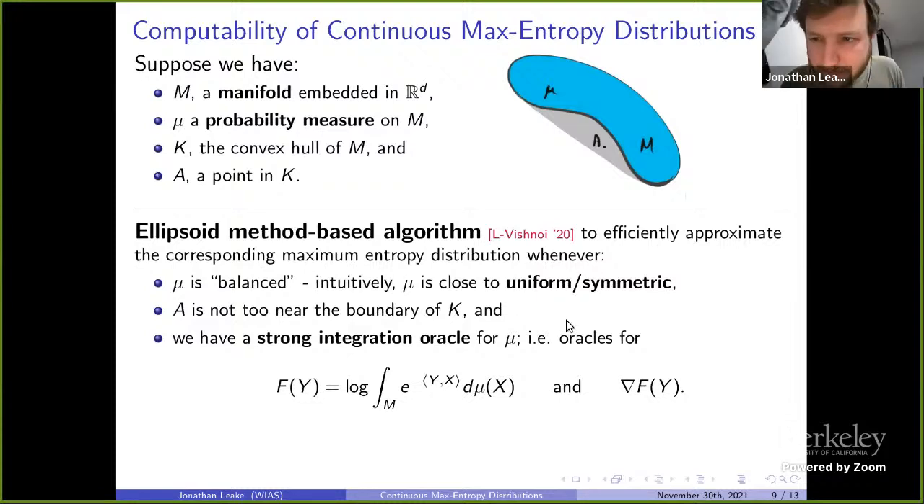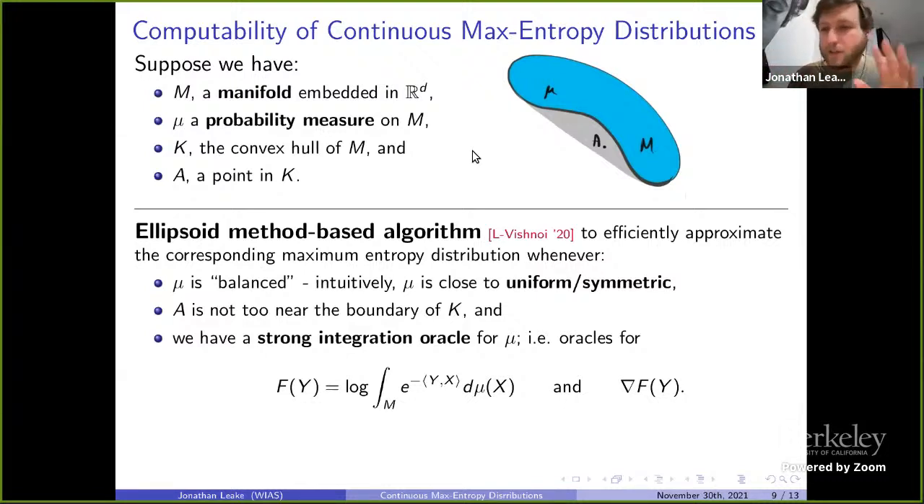I'm sorry, say it one more time. What does it mean, a small ball? With respect to what norm is the ball? A Euclidean ball. Yes, the R^d Euclidean ball. That's correct. So most of this ball is going to be not in the manifold.